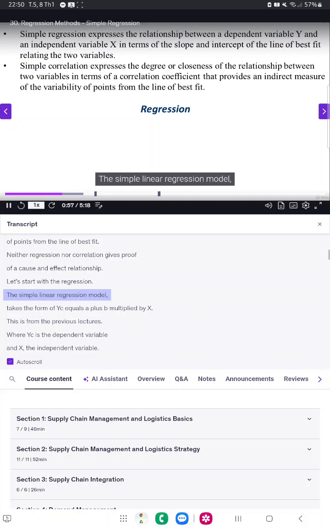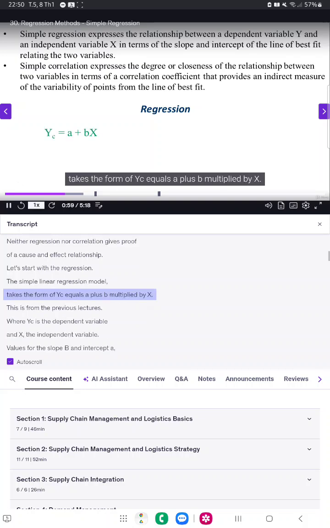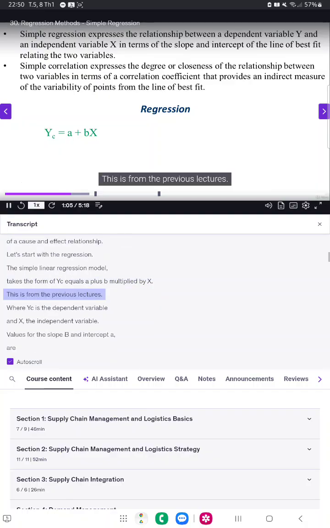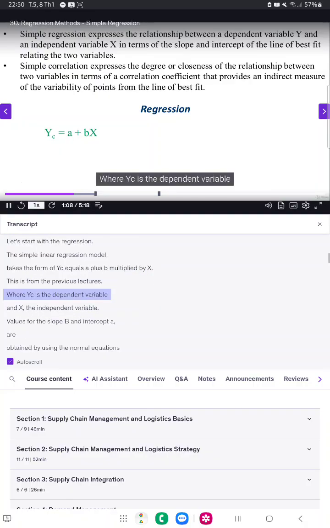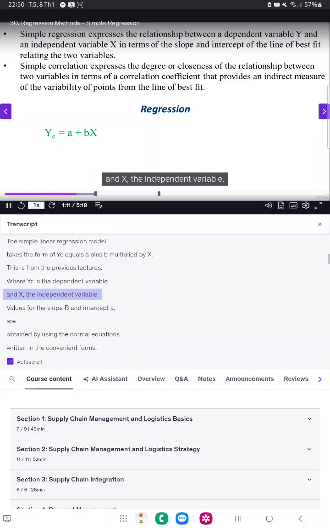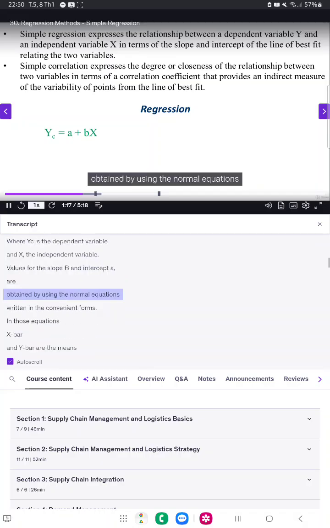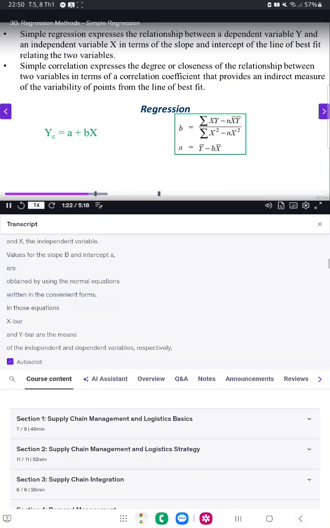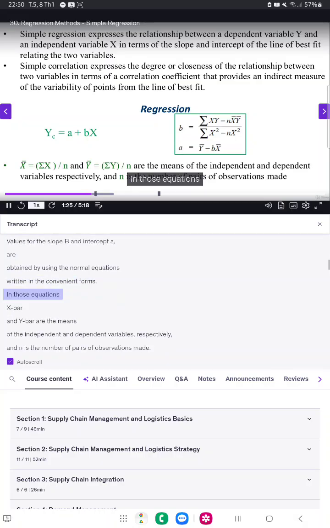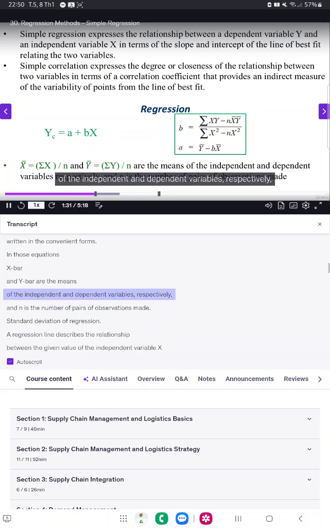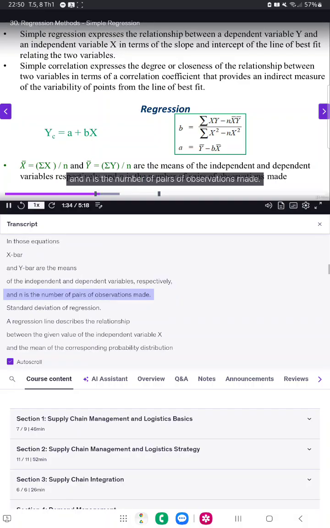The simple linear regression model takes the form of yc equals a plus b multiplied by x. This is from the previous lectures, where yc is the dependent variable and x the independent variable. Values for the slope b and intercept a are obtained by using the normal equations written in the convenient forms. In those equations, x bar and y bar are the means of the independent and dependent variables respectively, and n is the number of pairs of observations made.